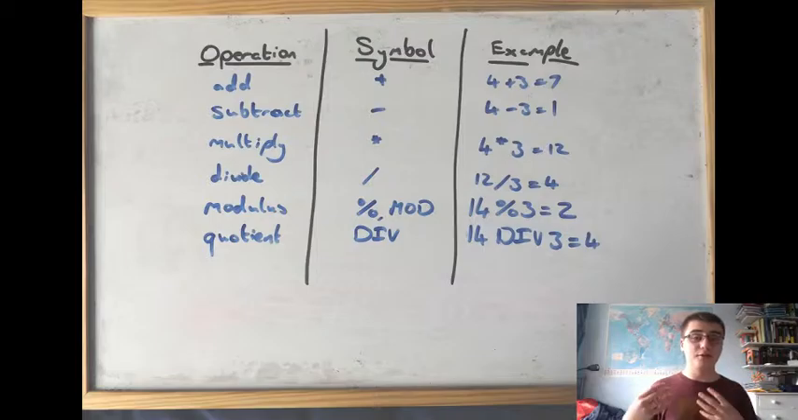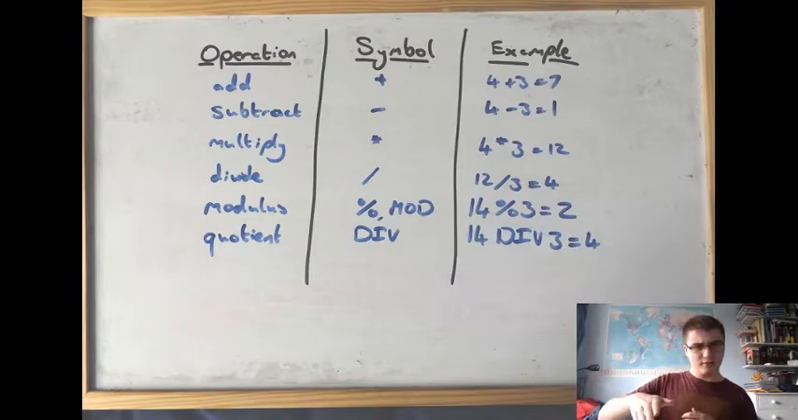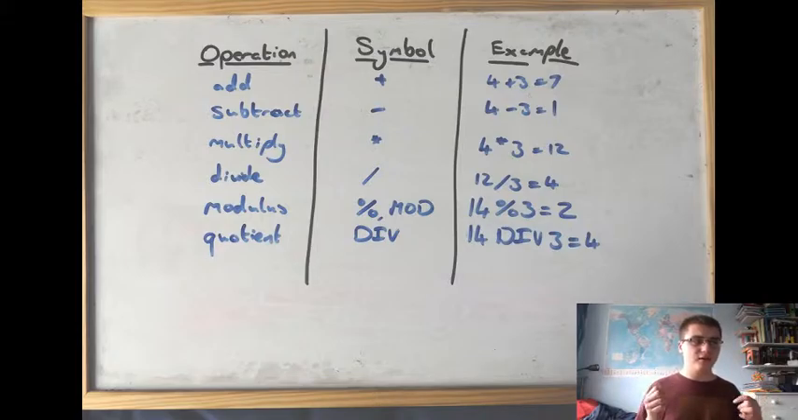So you have to use the star, and then for divide you use the forward slash, not the backslash, the forward slash. There is also modulus, which in Python is represented by the percentage sign. However, you could just write the letters MOD in capital letters and it would work fine.